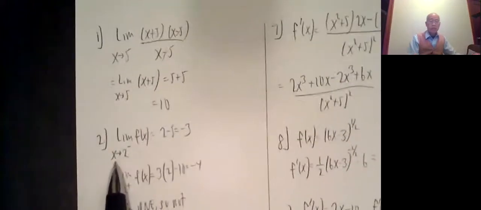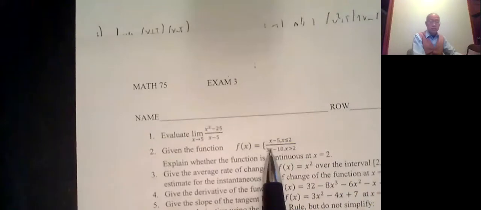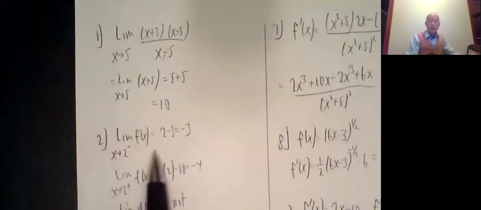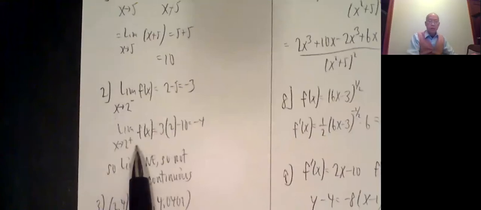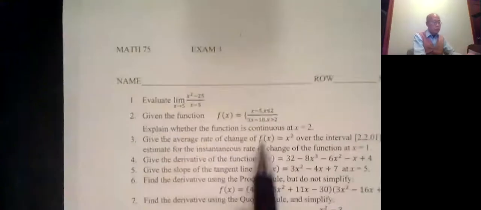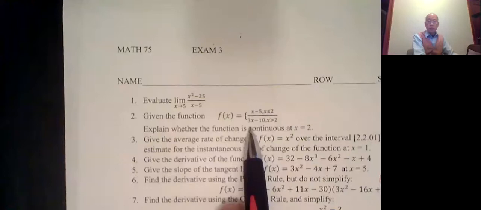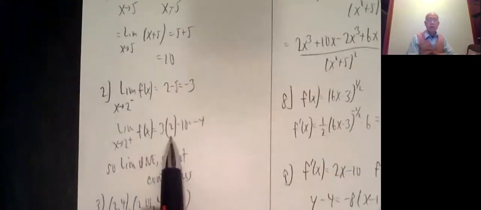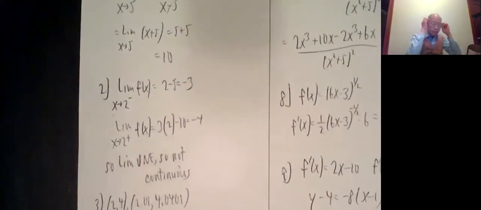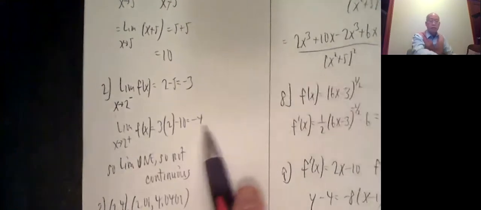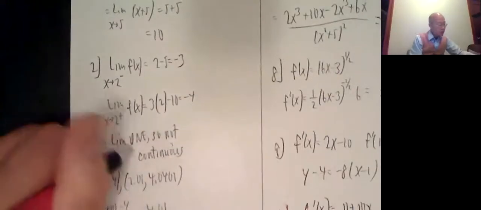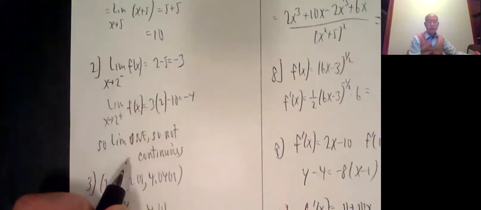So the limit as x approaches 2 from the left means I plug in 2 to the top function. It would be 2 minus 5, which is negative 3. The limit as x approaches 2 from the right, however, I'll be using the bottom function, 3x minus 10. So 3 times 2 minus 10, 6 minus 10 is negative 4. And as you can see, these two values are different. So the two-sided limit does not exist. Since the limit does not exist, that tells me that the function is not continuous.